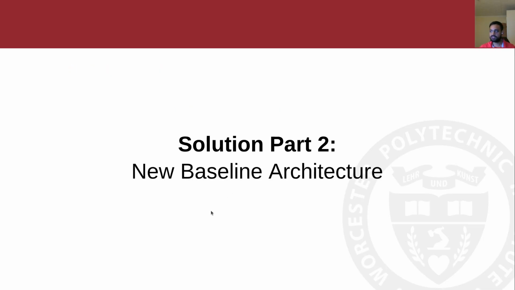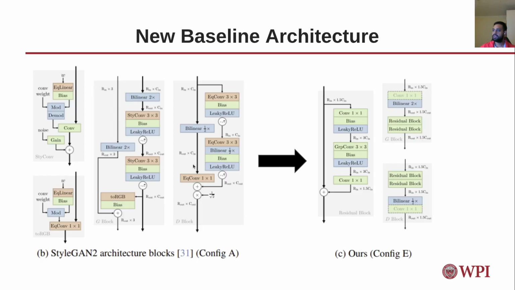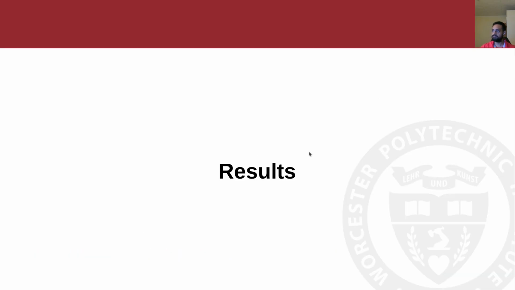And the second part of the solution is a new baseline architecture. We use this table as a roadmap to understand how the final architecture is constructed. They start off with StyleGAN and strip it of its different features and tricks. They add the new loss function, which we just discussed, and they modernize the architecture using ConvNeXt, which is a ResNet. And this is how the original architecture of StyleGAN is simplified to a simple architecture.